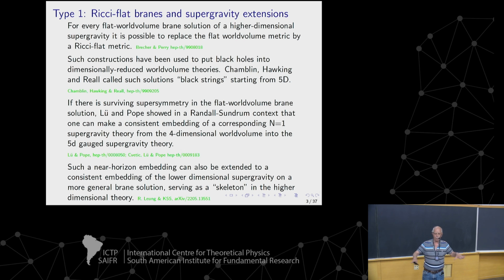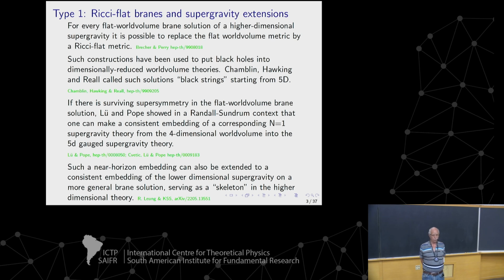The quiet brane background will have a world volume where the world volume metric is just flat, η_μν. But there's a generalization of that, and I don't want to go through the details of it, but instead of having flat, it works to have the world volume be Ricci flat, and it still is a good solution of the higher dimensional theory. Okay.